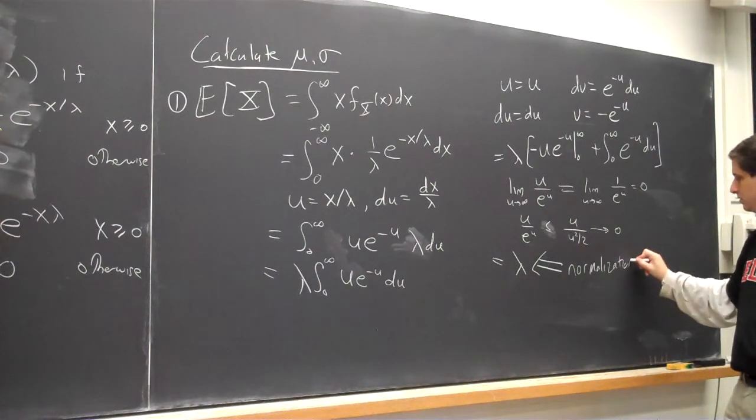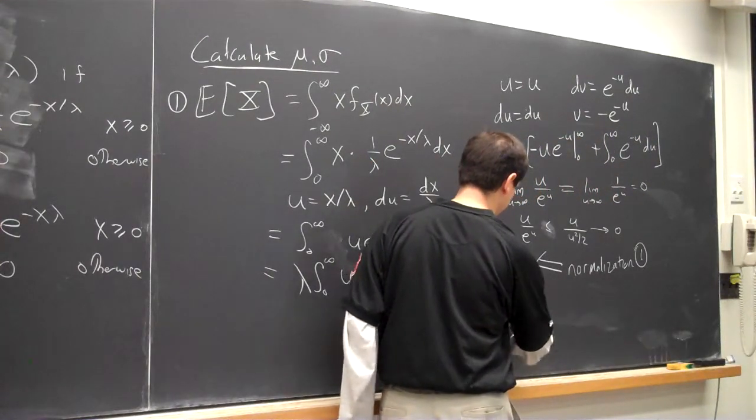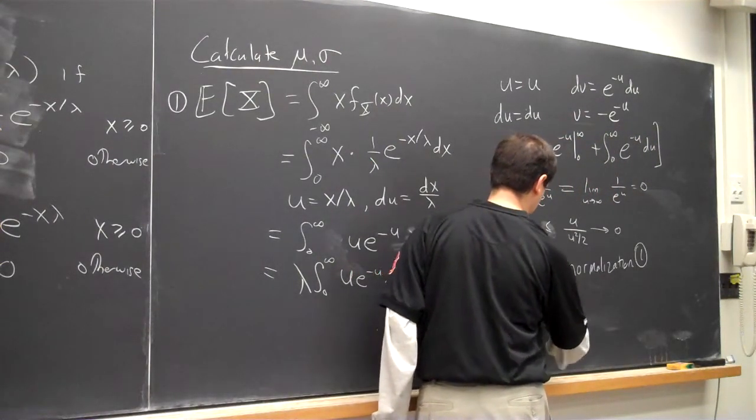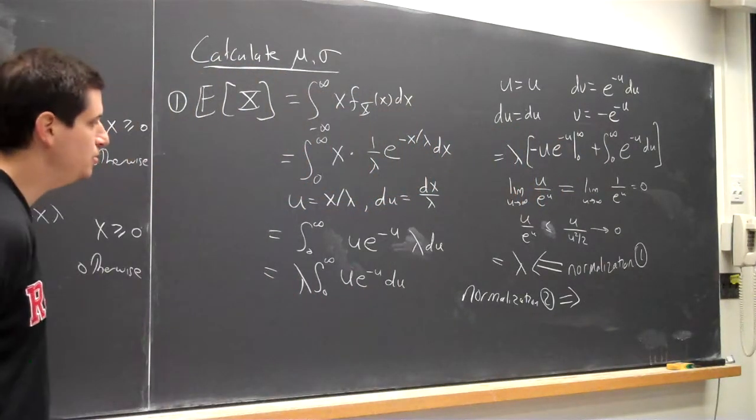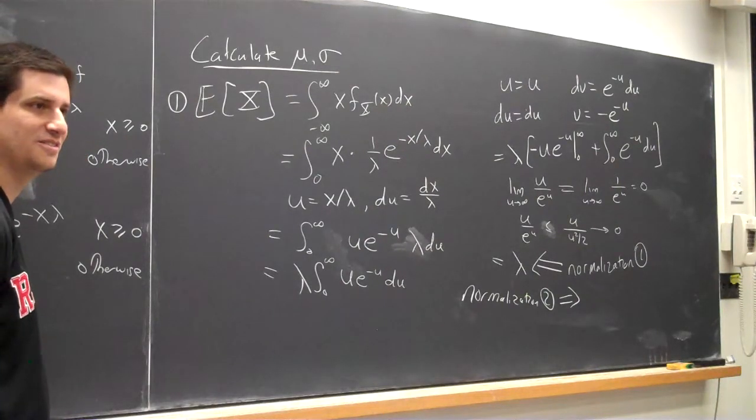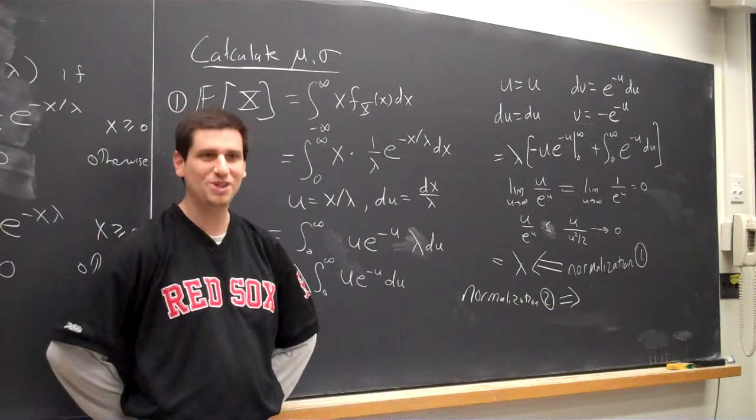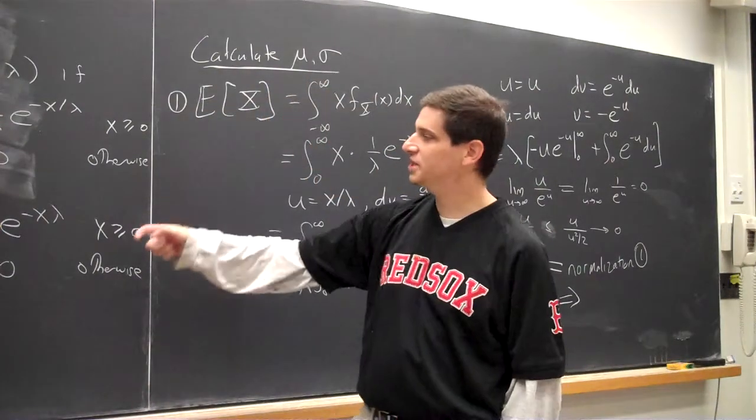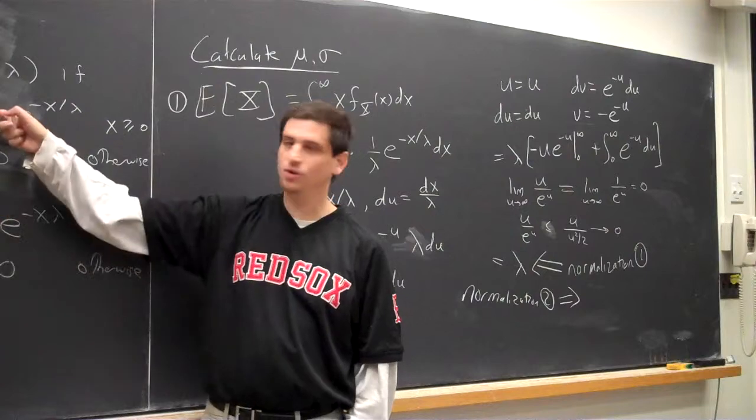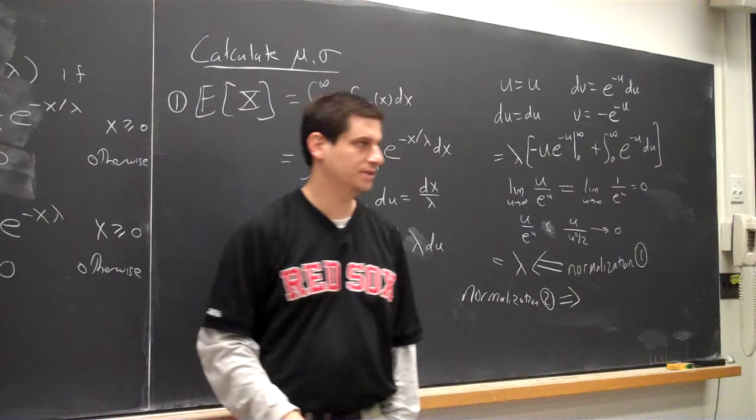If we use normalization 2, what would we get? You should be able to do it without going through all the algebra again. 1 over lambda. Great. Why 1 over lambda? Because essentially, this is playing the role of 1 over lambda. So just wherever you have a lambda, replace it with a 1 over lambda.